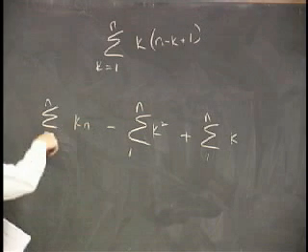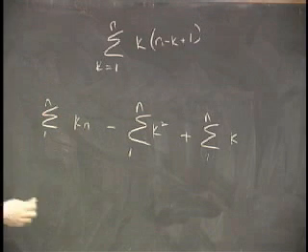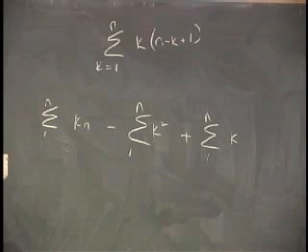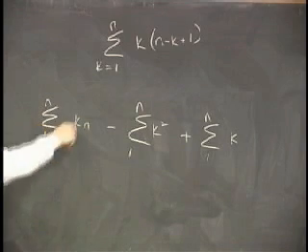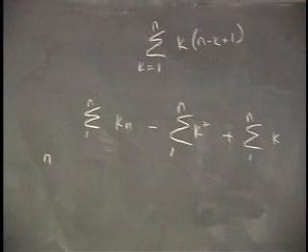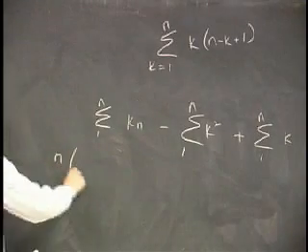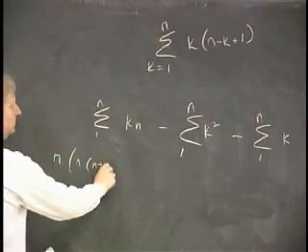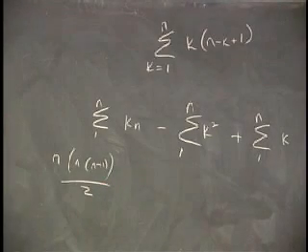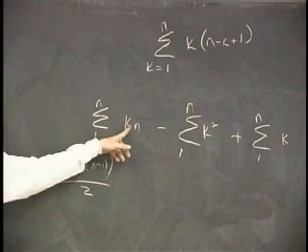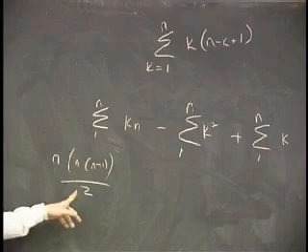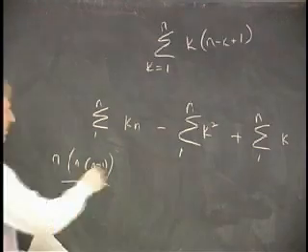The n here, k is the thing that's ranging, so the n here doesn't change. You can factor it on the outside. So this is n times the sum of the numbers 1 through n, which is n times n plus 1 over 2. Okay, you pull the n out and add up the numbers to k. You get n times n plus 1 over 2. Those are the triangle numbers.